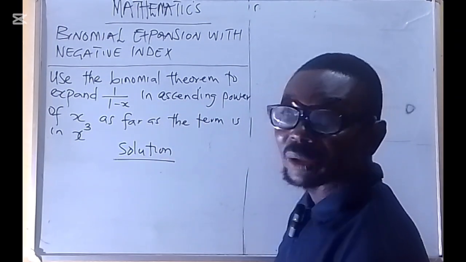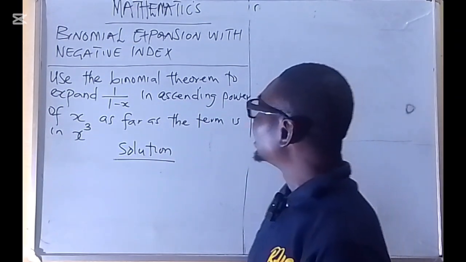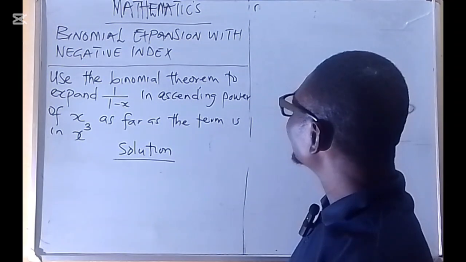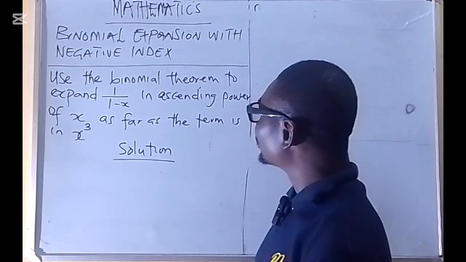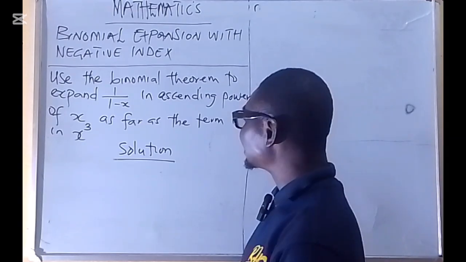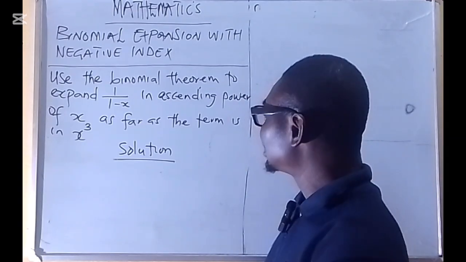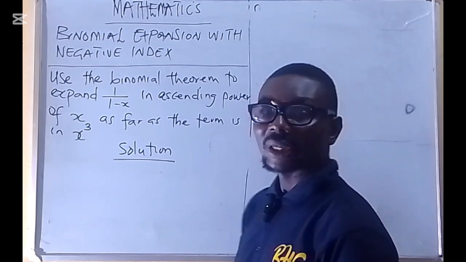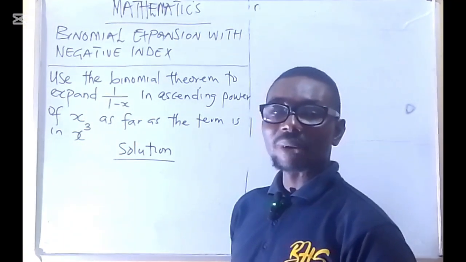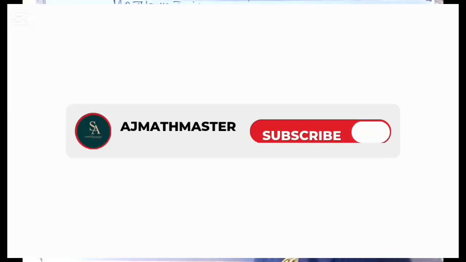Today we are going to look at binomial expansion with negative index. Use the binomial theorem to expand 1 over 1 minus x in ascending powers of x as far as the term in x to the power 3. There is a need for us to state the binomial theorem.